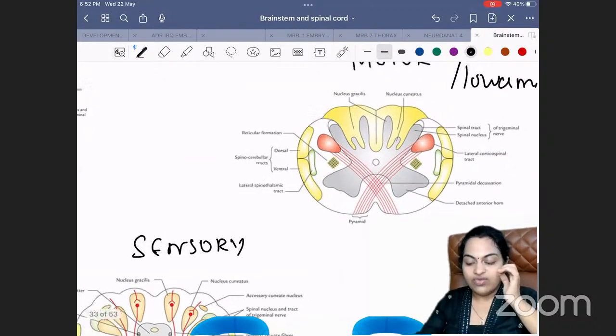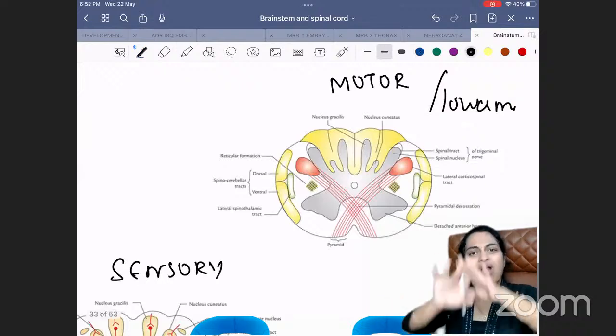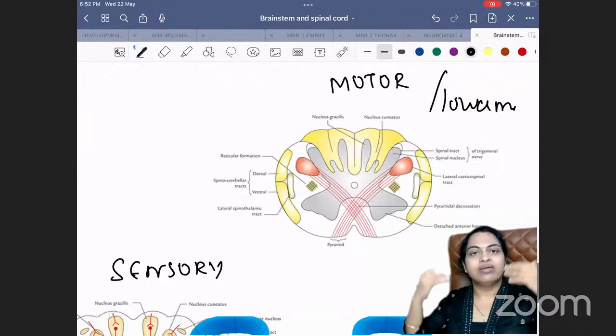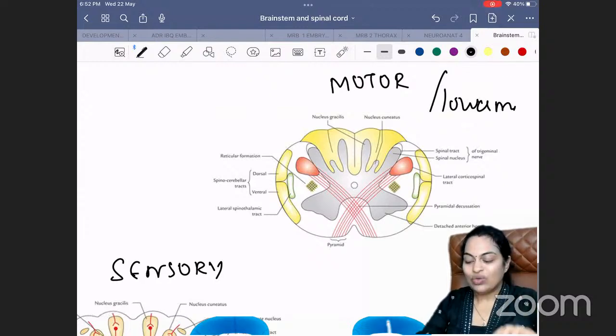So the lower medulla, if you see, it looks more like a spinal cord: outer white matter, inner gray matter, anterior gray horn, posterior gray horn. But just a few differences that you should know. The pyramid we saw, right? This is the anteromedian fissure. Either side we saw the pyramid.